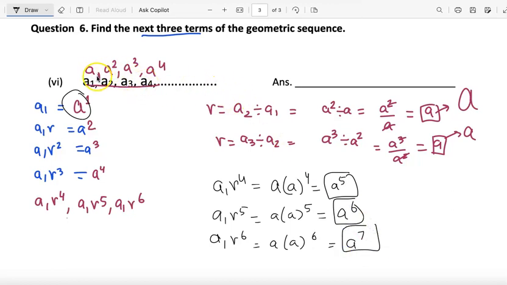And it makes sense when it is a, then a squared, a cubed, a to the power 4, then a to the power 5, 6, and 7. So this is all for this session.